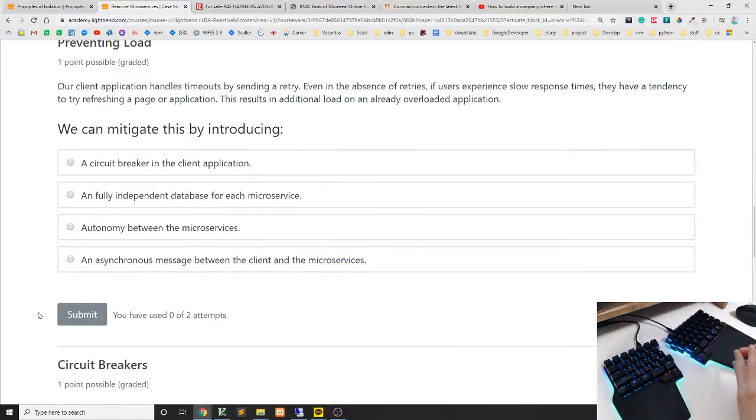Our client application handles timeouts by sending a retry. Even in the absence of retries, if users experience slow response times, they have a tendency to try refreshing a page or application. This results in additional load on an already overloaded application.